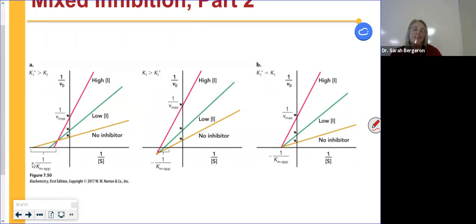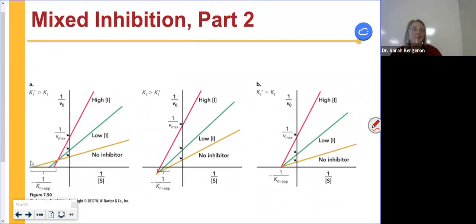If there's a negative here, it's going to go in the opposite direction, so it's going to increase. And then what happens to our Vmax as we add inhibitor? Well, it doesn't really increase. It's really the reciprocal. But I'm not going to test you on mixed inhibition. Mixed inhibition is kind of a pain.